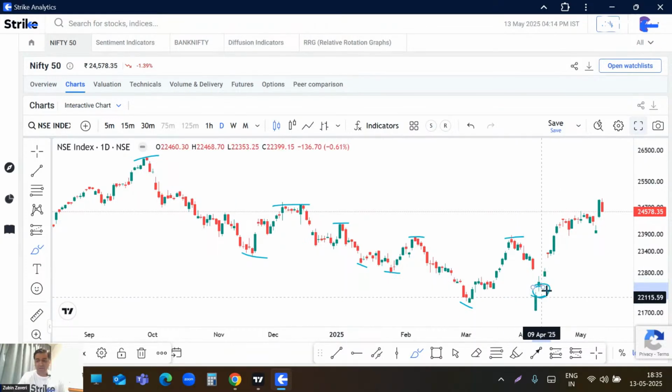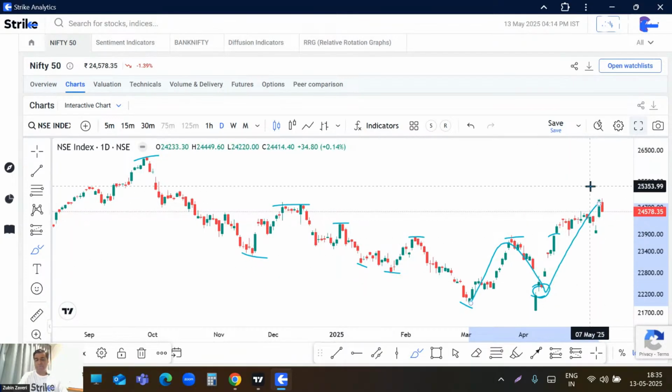But it had not turned up yet until this particular high was taken out. When this close came in over here, this was the place where it broke above this particular high, creating a higher low and higher highs. So now it seems that yes, we are in a kind of uptrend.